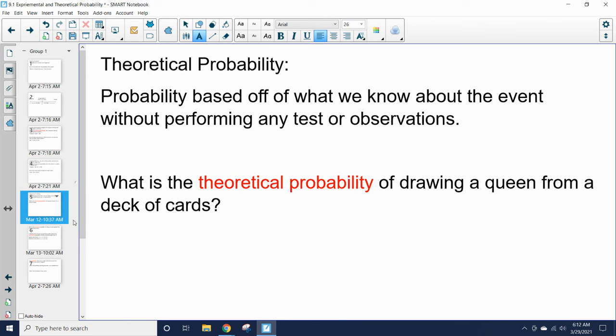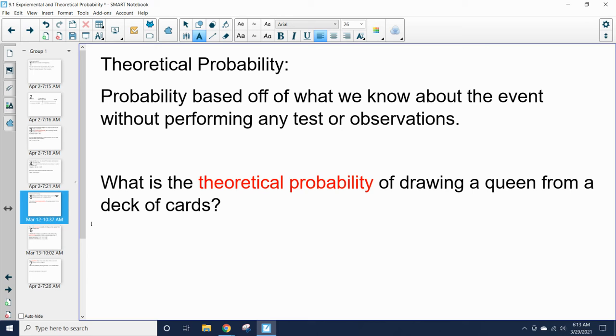Theoretical probability is our second type of probability that we talk about. So we have experimental probability and theoretical probability. Experimental probability was based off of observations or tests or getting data. Theoretical probability is based off what we know about the event without having to perform any tests or observations. So when we're doing theoretical probability, we're not actually flipping a number of coins or rolling a bunch of dice or counting trees or inspecting computers. This is just based off what we know should happen, based off what we know about the event.